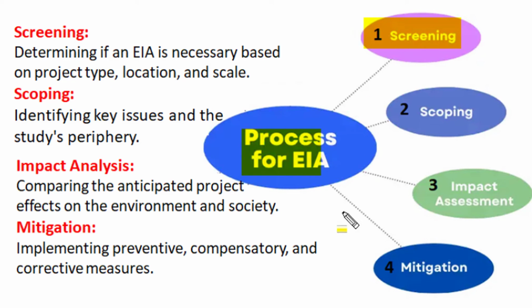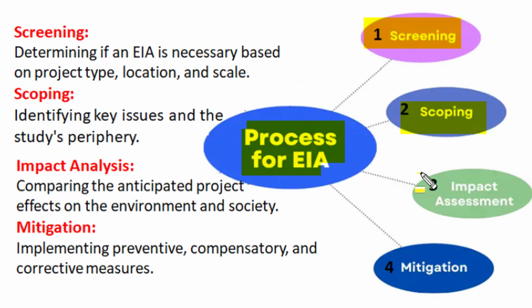Screening is the first stage of the EIA process, and this screening determines if environment impact assessment for that project is required or not. If screening suggests that EIA for that project is not required, then it can start its activity. Otherwise, we have to follow the other stages of environment impact assessment, and that project is studied for scoping. And in scoping, we identify key issues of environment impact and study the periphery and size of those impacts.